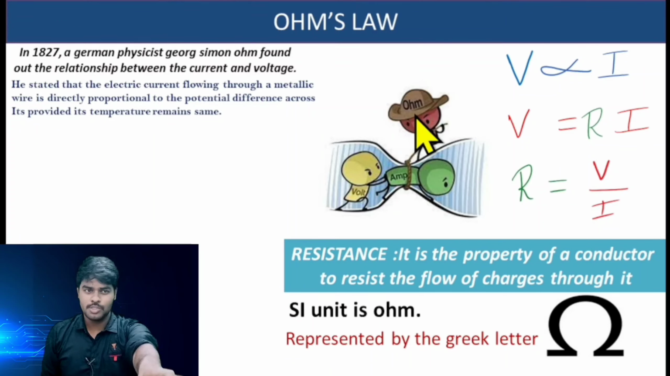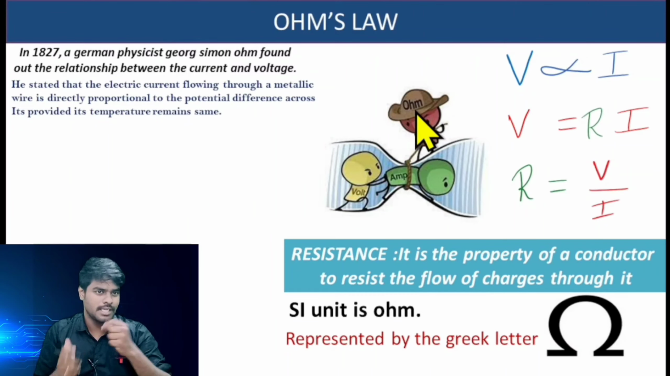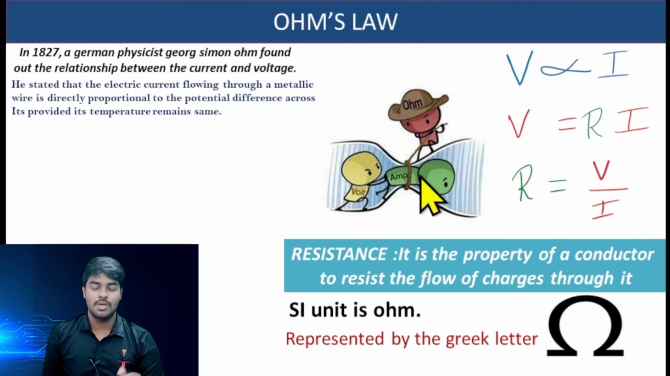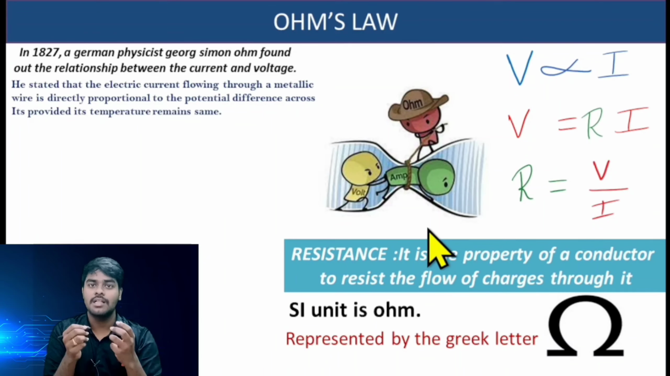What is he doing? He is opposing the current. He is pushing back the current, right? I think you see clearly. What is the meaning of resistance? He will resist the flow of current. Simply it is called resistance. So resistance is a property of a conductor to resist the flow of charges. I think you get it.